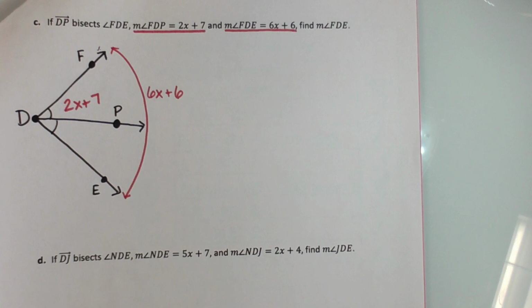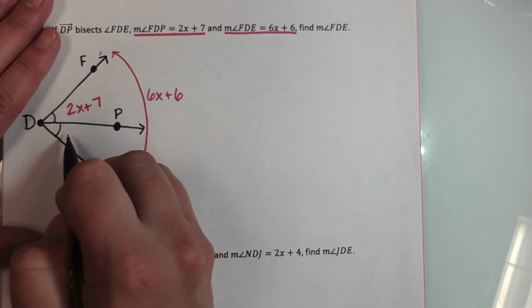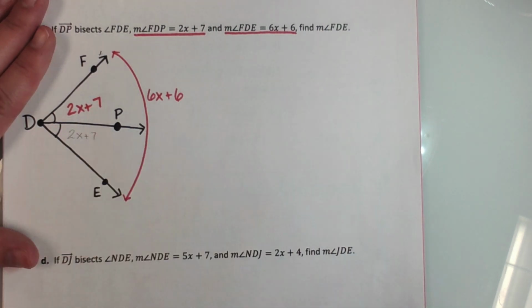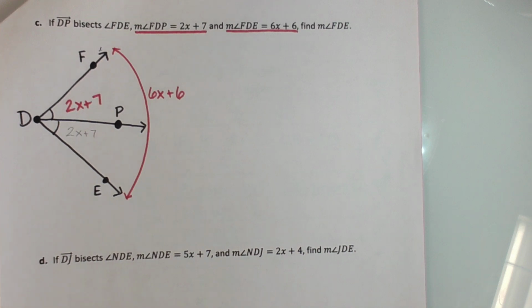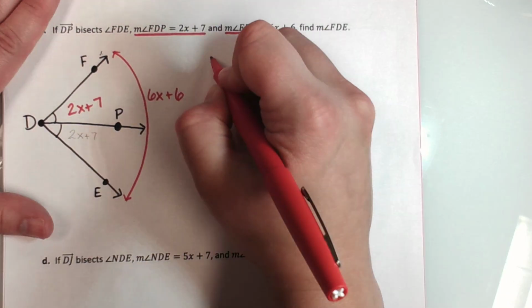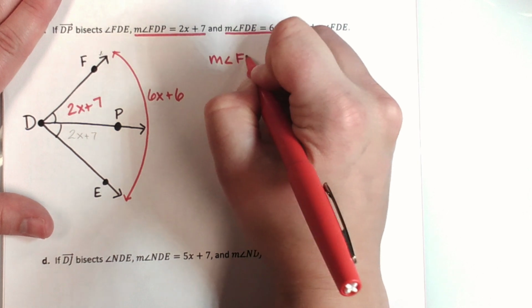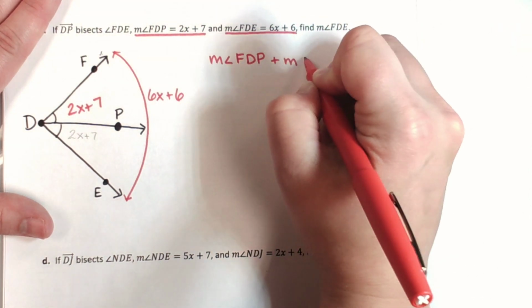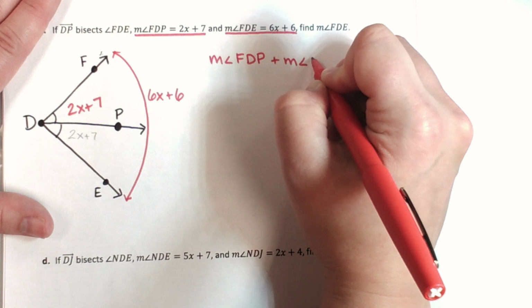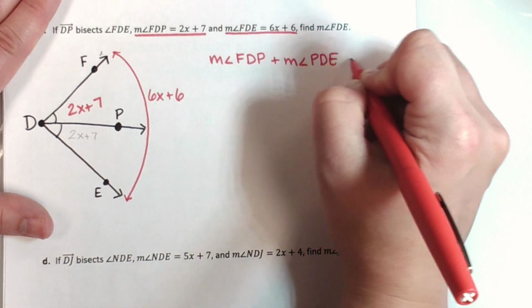If I have one of the small ones and the big one, are those 2 equal this time? No. Can we just do 2x plus 7 equals 2x plus 7? Or no, 2x plus 7 plus 2x plus 7 equals 6x plus 6. Yes. If this is 2x plus 7, though, that means this one is also 2x plus 7. And then I can do angle addition postulate, like we did yesterday, where we add up the 2 small angles, which were FDP and PDE, to make the big one.